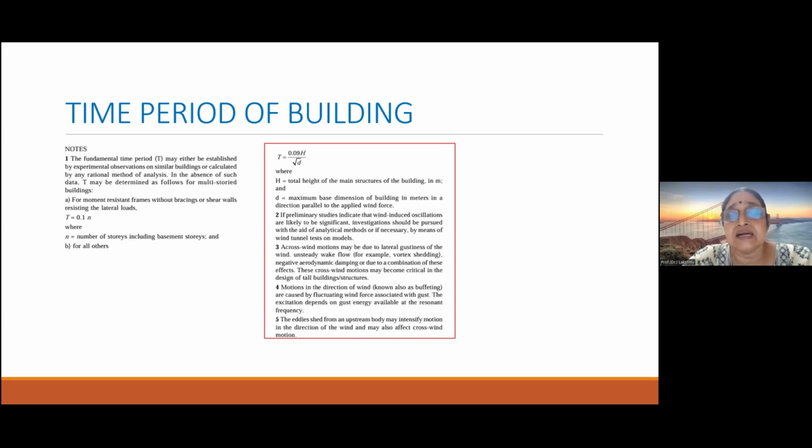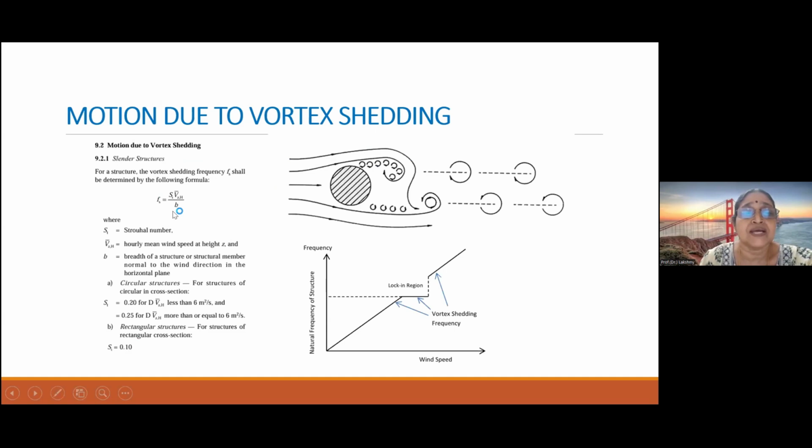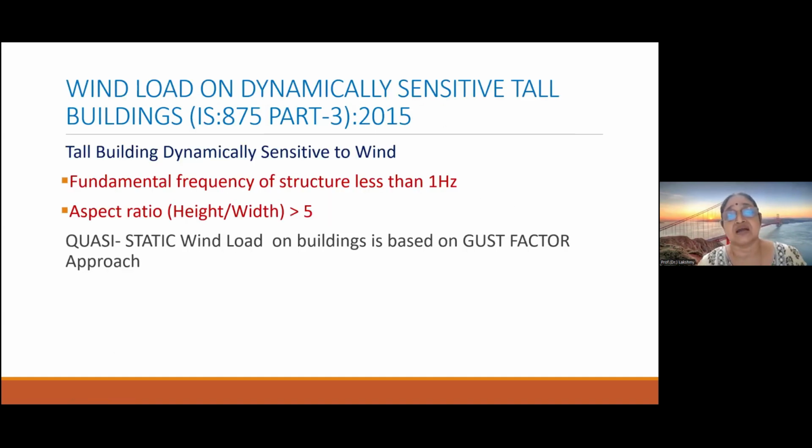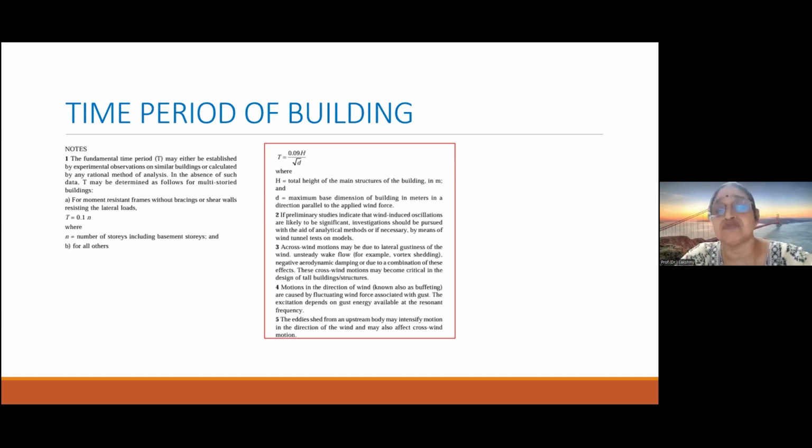Then, suppose you know the shape of the building, like a rectangular one. We can find out at what speed the vortex excitation is likely to happen. That is the critical wind speed for the vortex excitation. For example, we know the Strouhal number and we know the frequency of the structure and the width of the structure. Then the wind speed can be worked out as Fs into B by S. We can work out at which wind speed the vortex excitation is likely to happen.